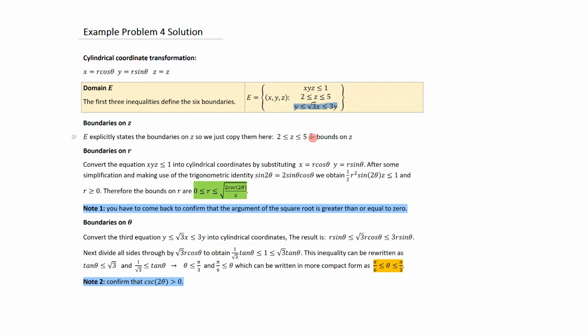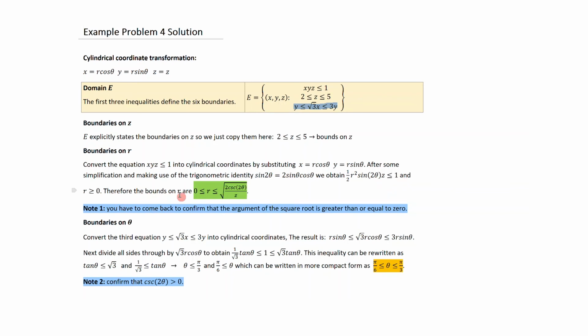For the boundaries on r, we convert the inequality xyz less than or equal to 1 into cylindrical coordinates by substituting x equals r cos theta and y equals r sine theta. After some simplification and making use of the trigonometric identity that sine 2 theta is equivalent to 2 sine theta cos theta, we obtain this inequality, which is 1/2 r squared sine 2 theta z is less than or equal to 1. And we know that r is always greater than or equal to 0.